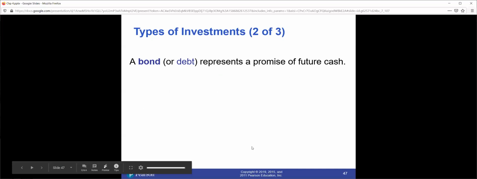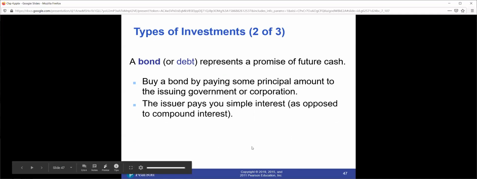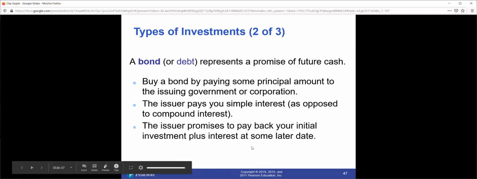Bonds represent a promise of future cash. By buying a bond, you are paying some principal amount to an issuing government or corporation, and the issuer pays you a simple interest, which we talked about in previous sections, and then pays you back your initial investment at a later date. Bonds are in the same family as the stock, but are very different. Usually when I say bond, I'm referring to a government bond. That's what most people would probably think of. You can get bonds from corporations and businesses, but stocks are more exciting. More people like to do stocks.